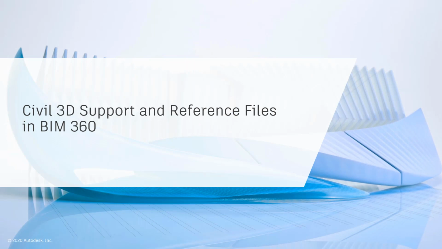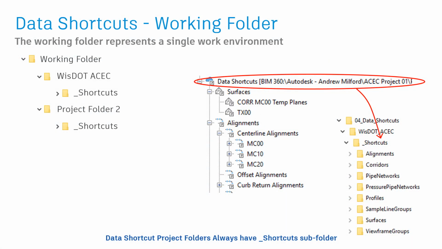So let's have a look at how we can support Civil 3D and reference files inside of BIM 360. With data shortcuts, we set up the working folder. The complete set of related drawings and their data shortcuts for one or more engineering projects are stored in the working folder. The data shortcuts node on the Prospector tree displays only the shortcuts from the current project in the current working folder. A shortcut itself is just a small XML file, which is actually a pointer to another file. These files should not be edited.